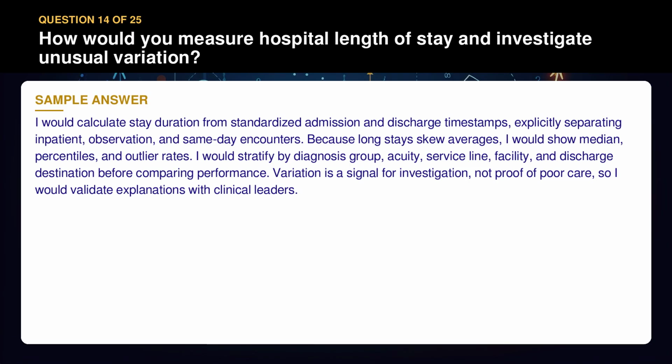I would calculate stay duration from standardized admission and discharge timestamps, explicitly separating inpatient, observation, and same-day encounters. Because long stays skew averages, I would show median, percentiles, and outlier rates. I would stratify by diagnosis group, acuity, service line, facility, and discharge destination before comparing performance. Variation is a signal for investigation, not proof of poor care, so I would validate explanations with clinical leaders.